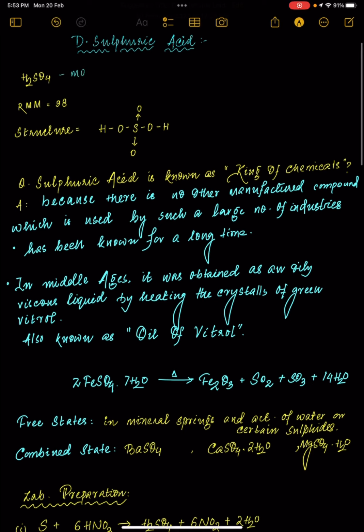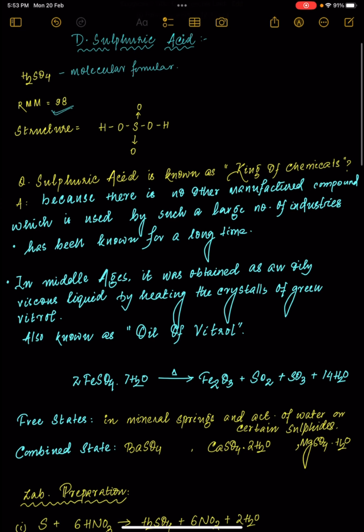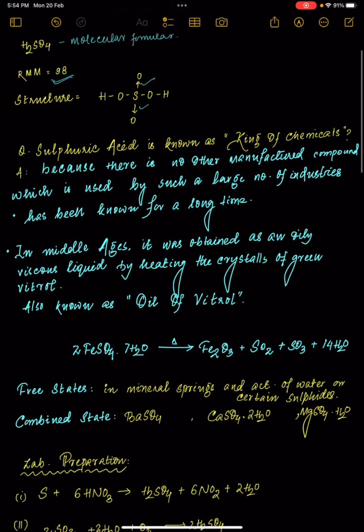What is the molecular formula of sulfuric acid? The molecular formula is H2SO4. And what is the relative molecular mass? 98. Then, what is the structure? H single covalent bond O, single covalent bond S, and two coordinate bonds with O, and again single covalent bond O, single covalent bond H.